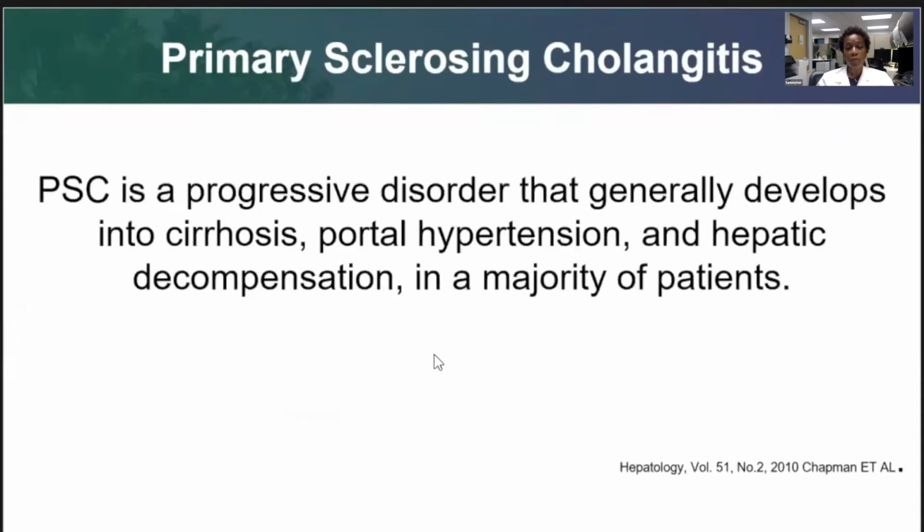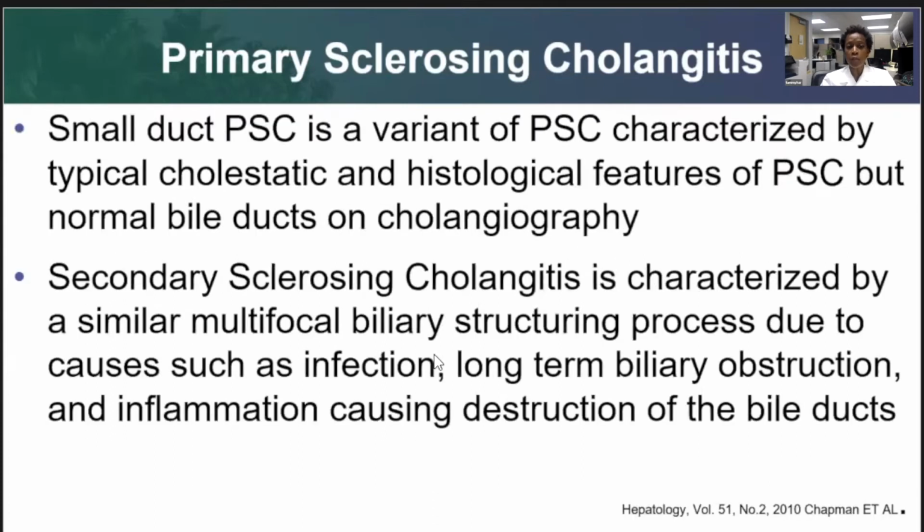It's also a progressive disorder that generally develops into cirrhosis, portal hypertension, and hepatic decompensation, with a majority of the patients requiring liver transplantation. There are also variants of PSC. One is called small duct PSC, and that basically means that it has the same characteristics of PSC, except that on cholangiography, the bile ducts look normal. The lab pattern is the same and the histological features are the same if we were to do a biopsy. The second subset is called secondary sclerosing cholangitis, and that is basically what it sounds like. It causes the same biliary stricturing.